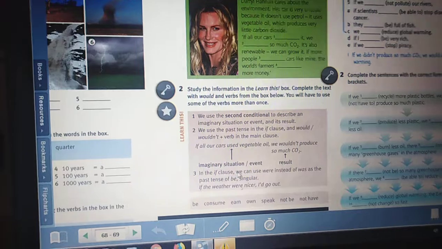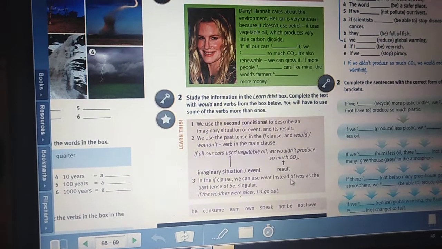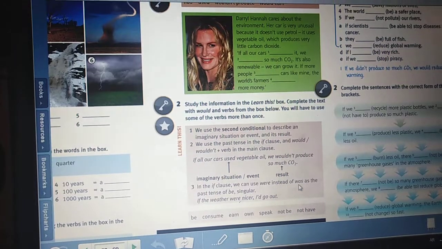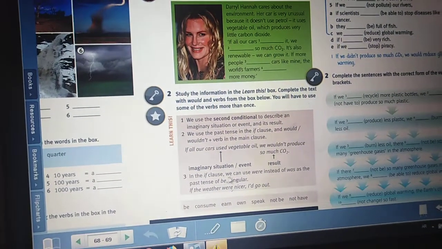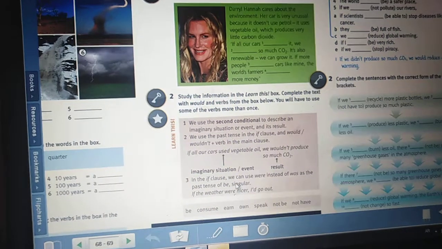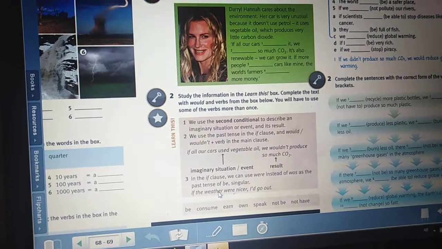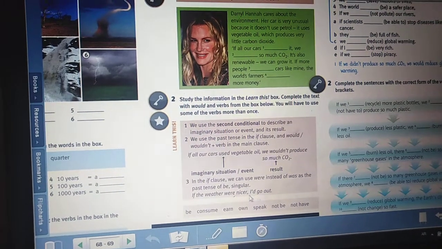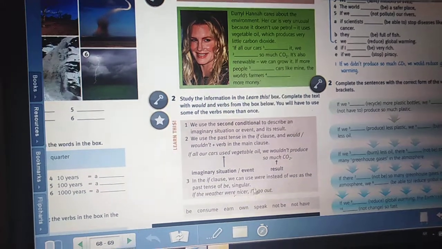In the if clause we can use were instead of was, were and was as the past tense of be. Simple past of be, was or were, singular. If the weather were nicer, I would go out. I'd is an abbreviation for I would.